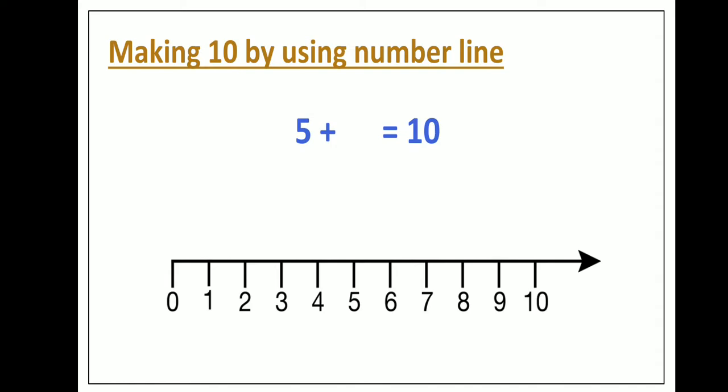Here you can see a number line in which we add the number. So the answer, we will start with number 5, then move towards right 5 numbers, 1, 2, 3, 4, 5. Okay, so the answer will be equal to 10. 5 plus 5 is equal to 10.